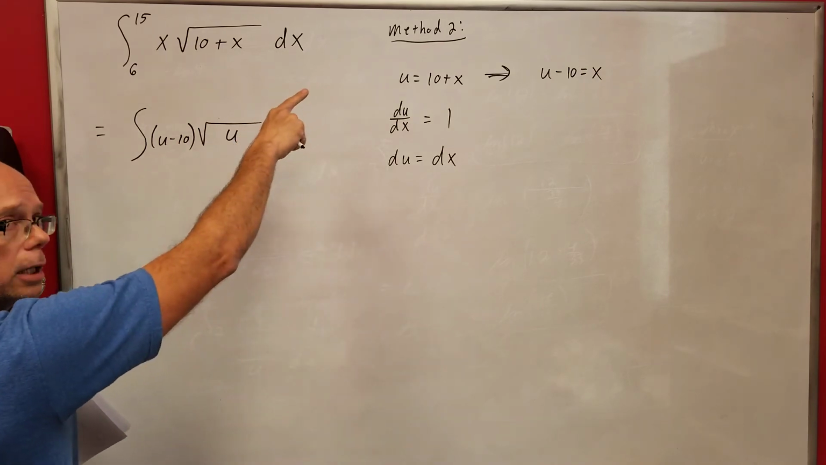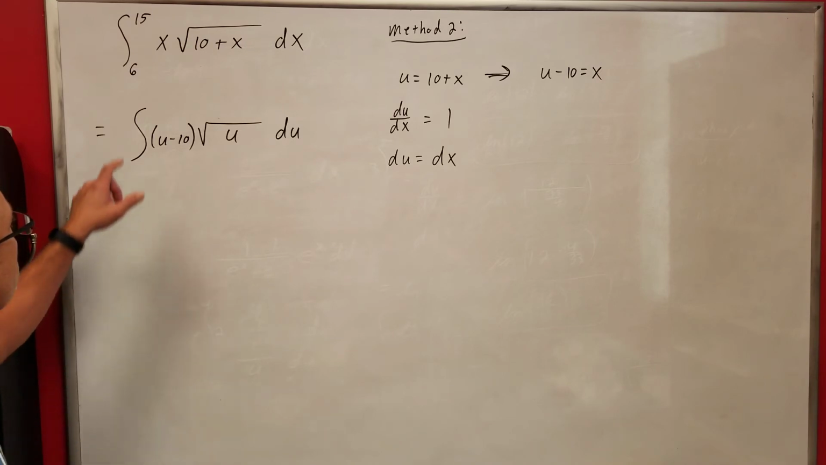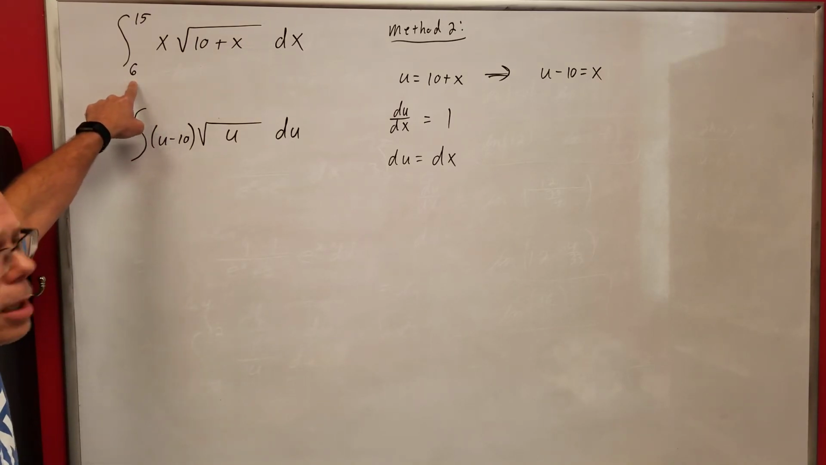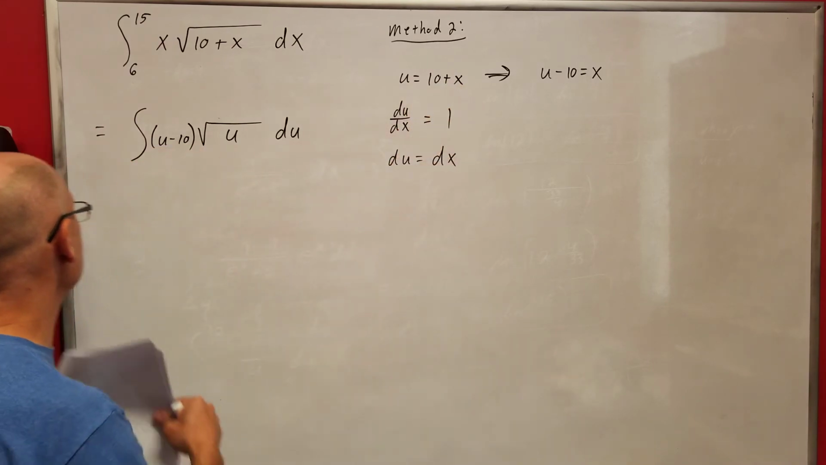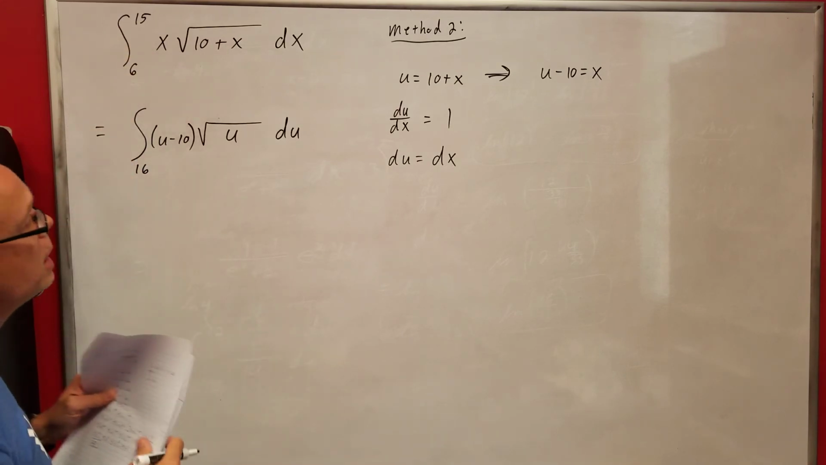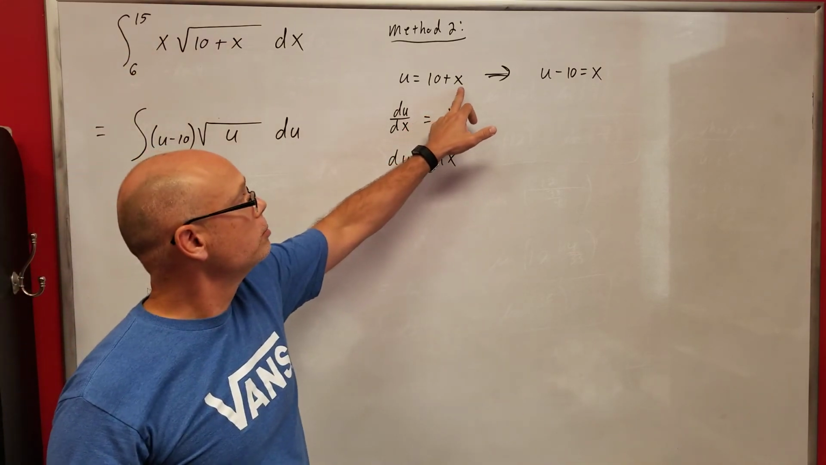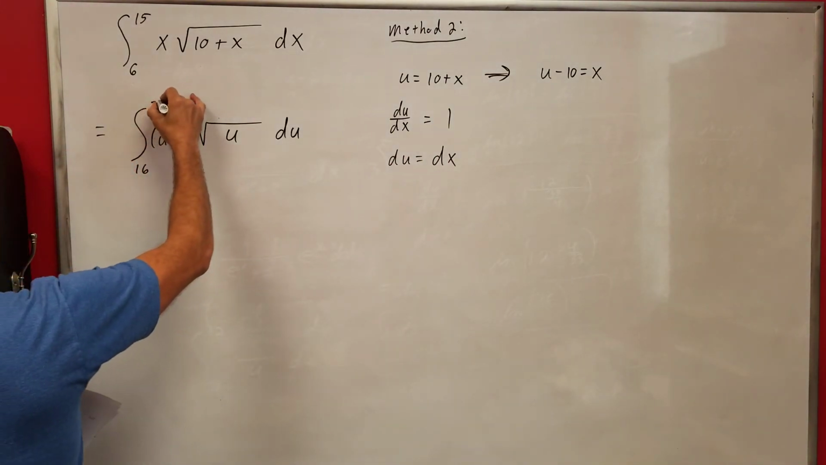Now, if we're doing method 2, let's change my limits of integration. Let's just do this in our head this time. My lower limit's 6, x is 6. So 10 plus 6 will give me 16 for a new lower limit. How about my upper limit? It was 15, but now what is it? 10 plus 15 or what? 25.